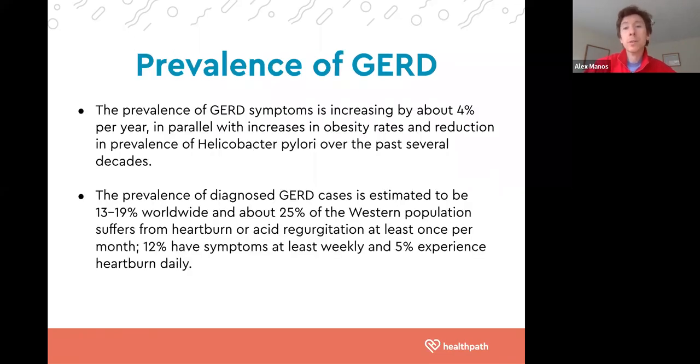Now, the prevalence of GERD is increasing about 4% per year. It should already not be a surprise that this seems to parallel the increase in obesity, but it also parallels a reduction in the prevalence of H. pylori. Many of you will be familiar with H. pylori based on the topic of today, GERD, but it's a bacteria that colonizes in the stomach and can, but certainly doesn't always, contribute to upper GI conditions. That can go through to things like ulceration and cancer, for example.